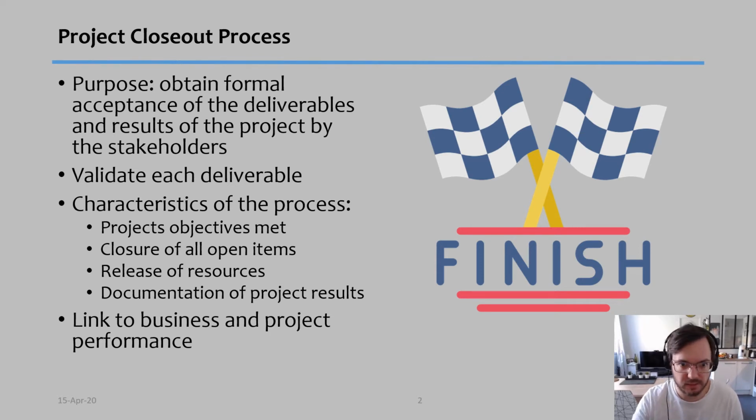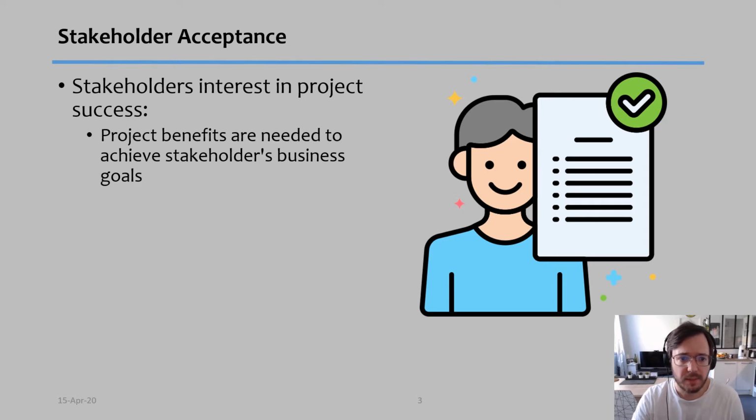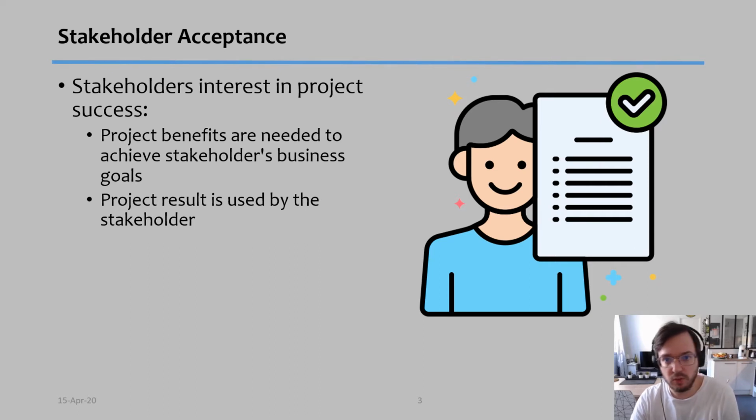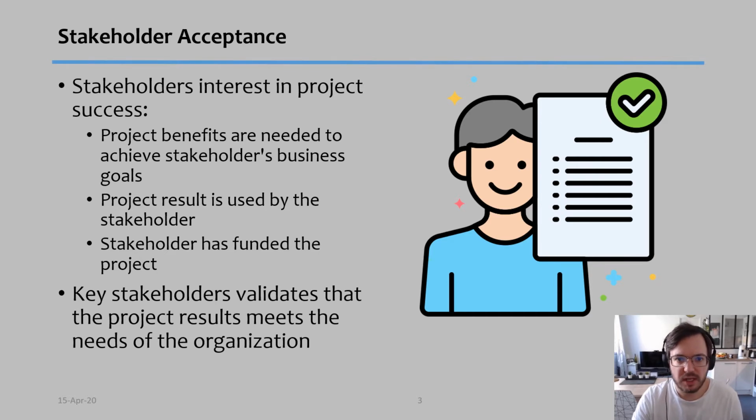So the stakeholders acceptance is important because the stakeholders obviously have an interest in the project success for many reasons. Maybe because the project benefits are needed to achieve a specific goal, maybe because the project results will be used by the stakeholder, or because the stakeholder is the one that funded the project and wants to see a return on that investment. So the key stakeholders here will validate that the project results meet the needs of the organization or the needs that were established for the project in the charter.